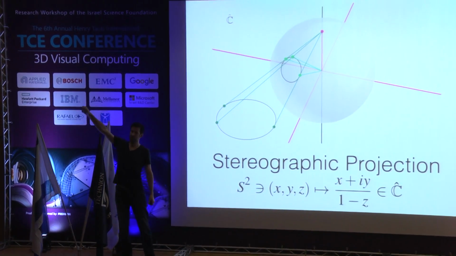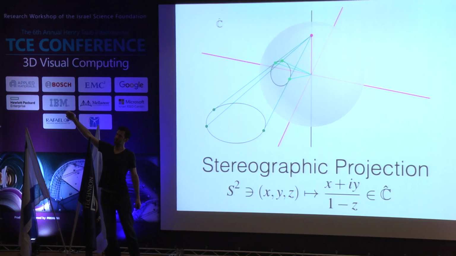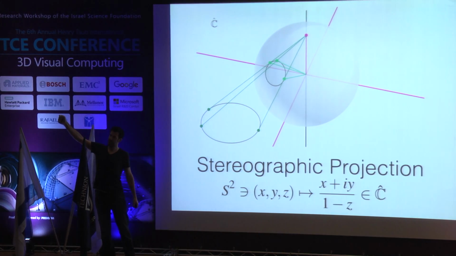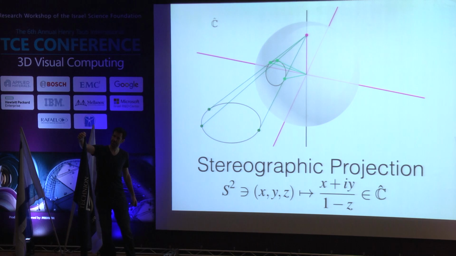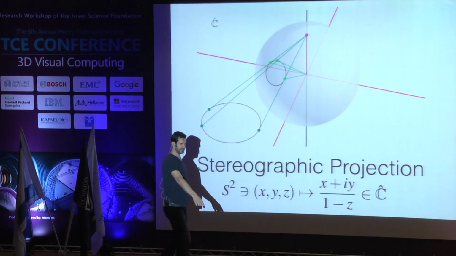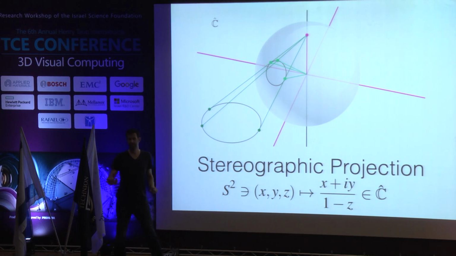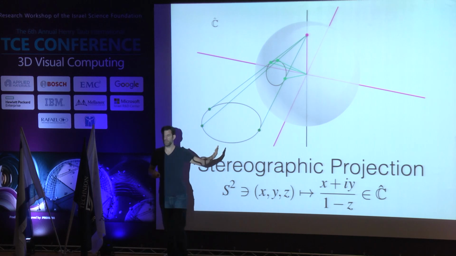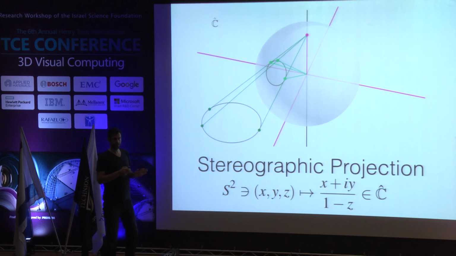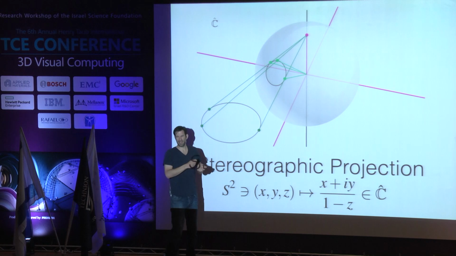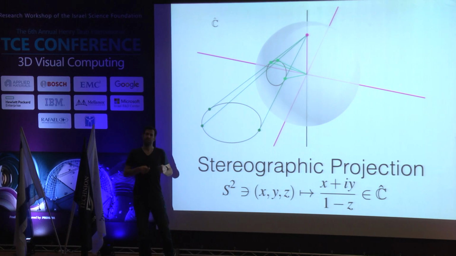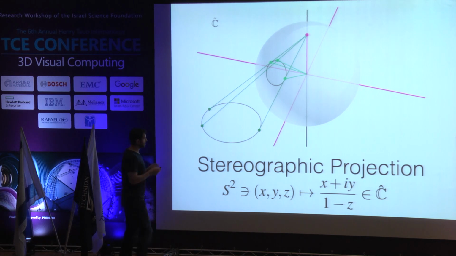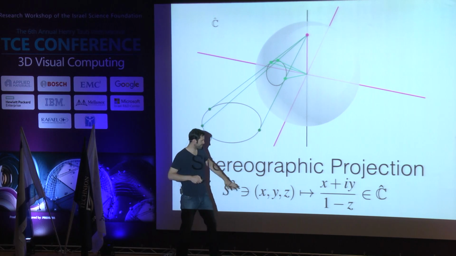I take the North Pole, and I shoot a ray from the North Pole through the tip of this point into the plane, and that gives me a point in the plane. And for convenience, I'm using points in the complex plane. So I'm using complex numbers now. You can do all of this without complex numbers, just using 2 real numbers, but it's a bit messy, or depending on your taste. So let's do it with complex numbers. And so this is just the equation.